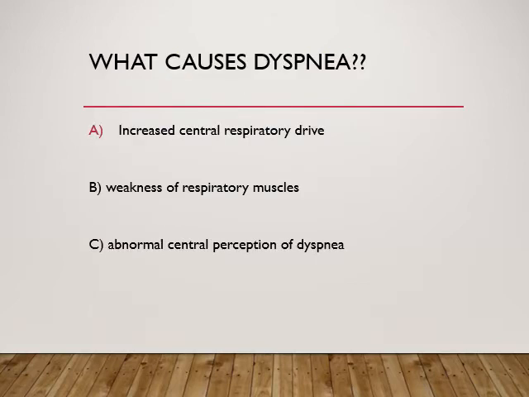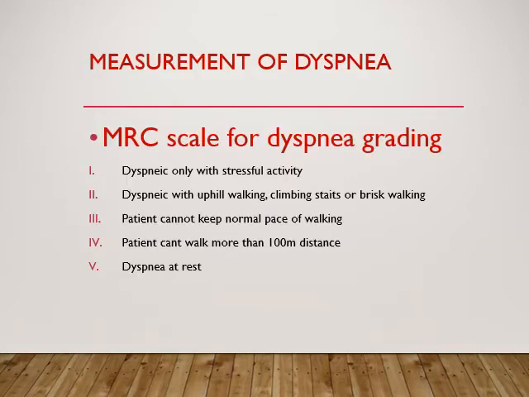Now, let us know what causes the dyspnea. It is caused by increased central respiratory drive, weakness of the respiratory muscles, and abnormal central perception of dyspnea. Dyspnea is measured by an MRC scale where it is graded as first, dyspnea only with stressful activity. Second, dyspnea with uphill walking, climbing steps, or brisk walking. Third, patient cannot keep normal pace of walking. Fourth, patient can't walk more than 100-meter distance. And fifth, dyspnea at rest.